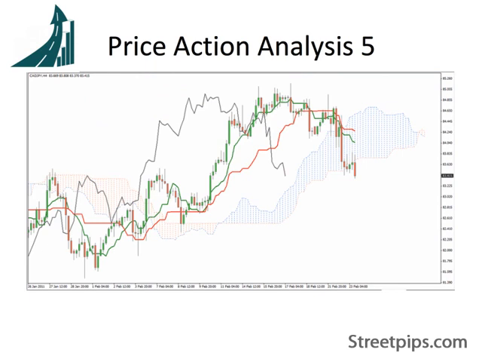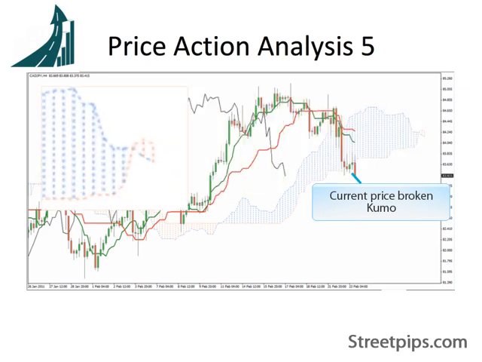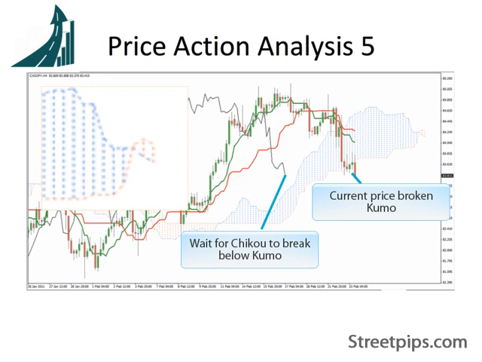In this example, we explore how the Ichimoku system in itself offers multiple confirmations. Current price has broken the Kumo cloud, which is a bearish sign. Look ahead, and you see a bearish Kumo twist. Some traders may choose to enter a short trade here, but you can make a safer trade by waiting for the Chikou to break below the Kumo. So far so good?